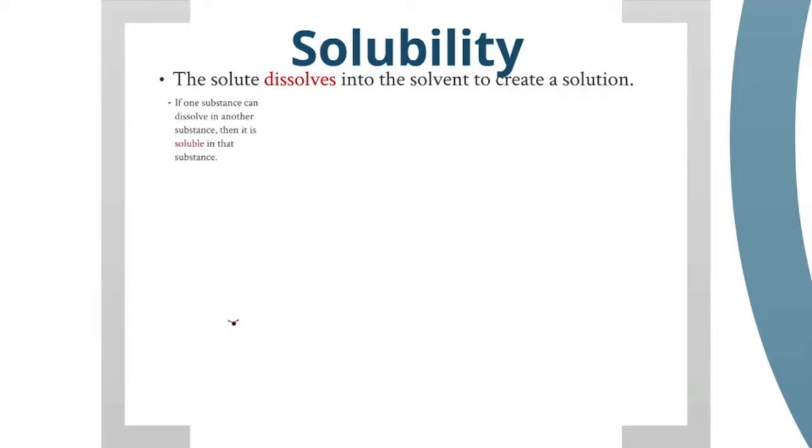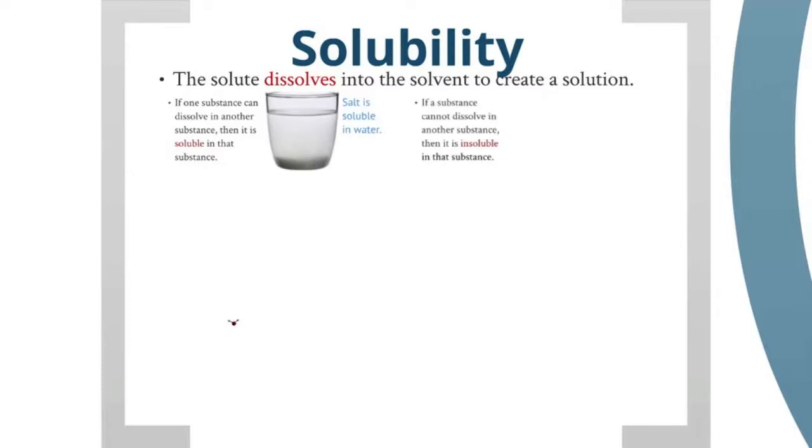Now let's talk a bit about solubility and what it means for something to dissolve in something else. The solute dissolves into the solvent to create a solution, and this occurs because of the random motion of the molecules of the substances. If one substance can dissolve in another substance, then it is soluble in that substance. Salt is soluble in water because we know that salt can dissolve in water. If a substance cannot dissolve in another substance, then it is insoluble in that substance.